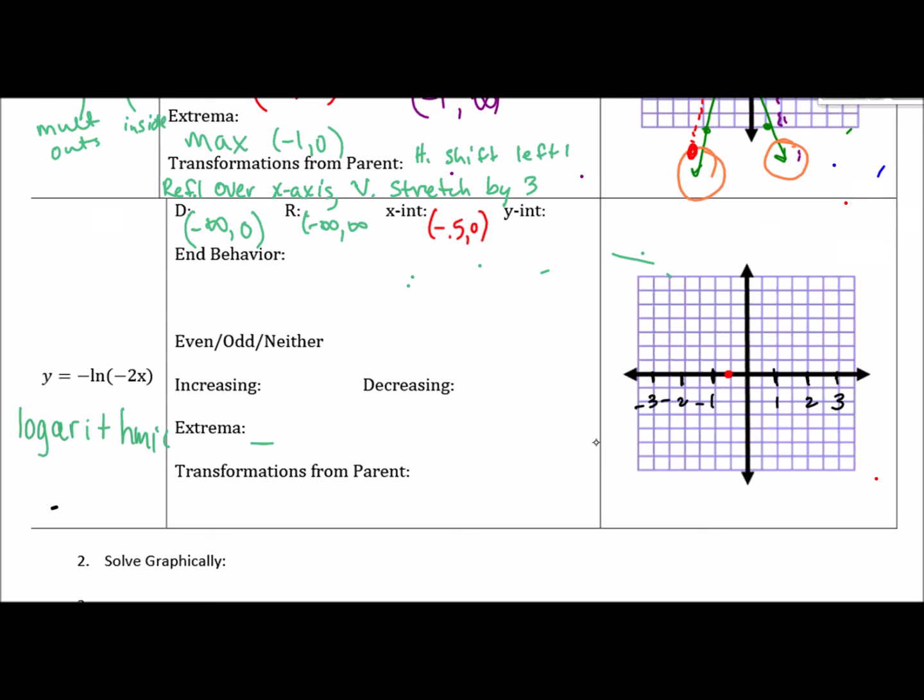And then it comes up like this and curves and starts riding along that x-axis, but it never crosses the y-axis. So that would mean there's no y-intercept.